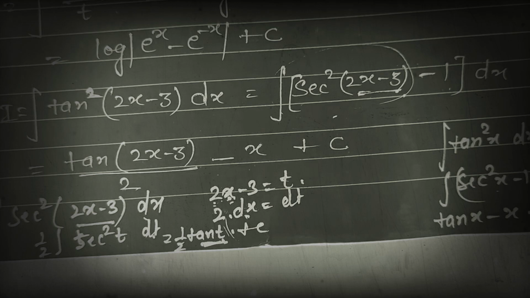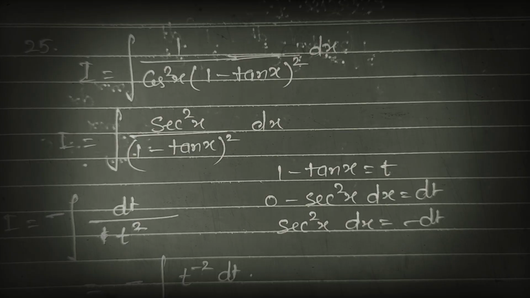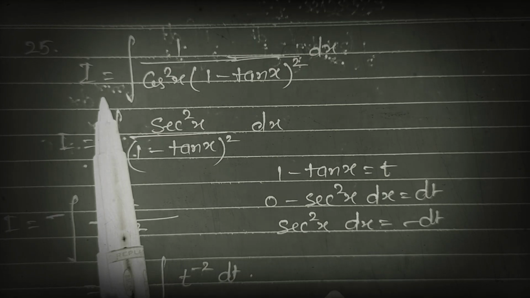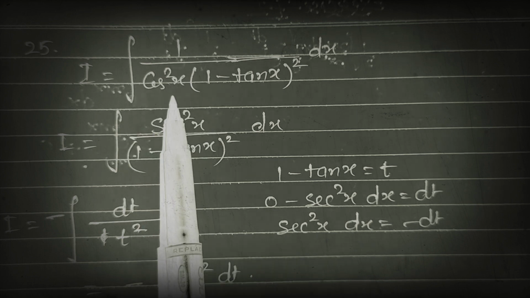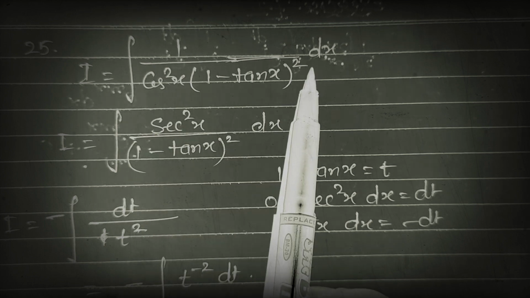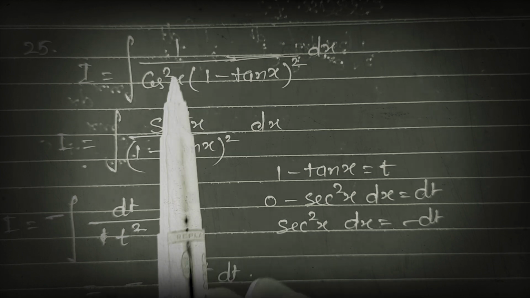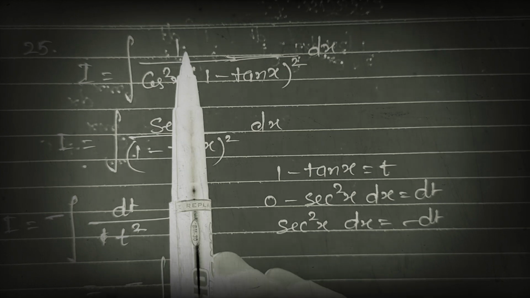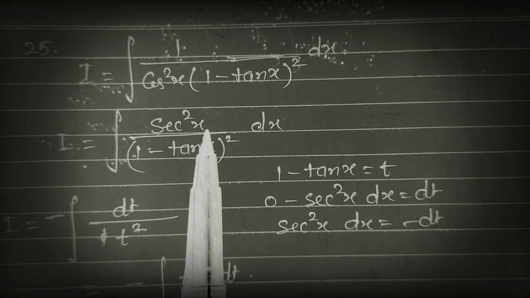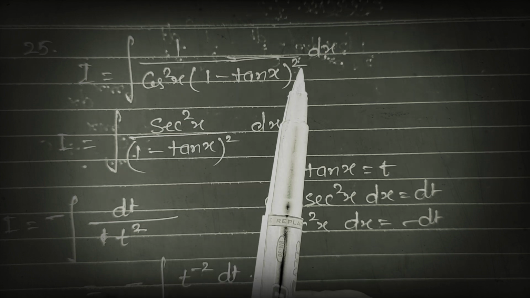Now come to next. Suppose 25th question. We want to find the integration of 1 upon cos square x into 1 minus tangent x whole square. Suppose this type of question. So look at this, 1 upon cos square. We can write it as secant square x. 1 upon cos square x को क्या लिख सकते हैं? Secant square x. And it is 1 minus tangent x whole square.